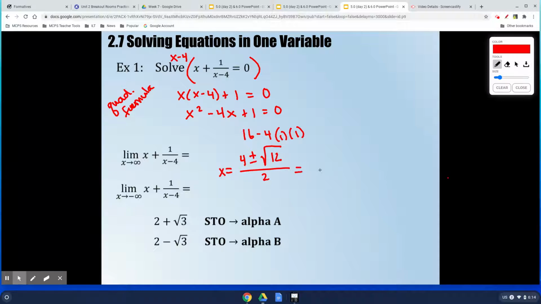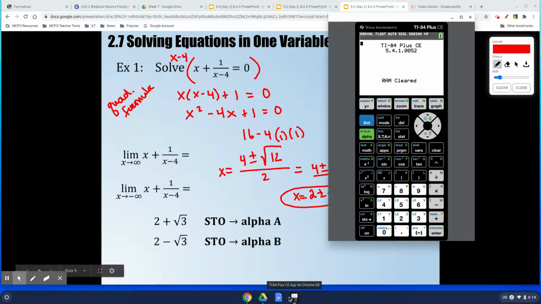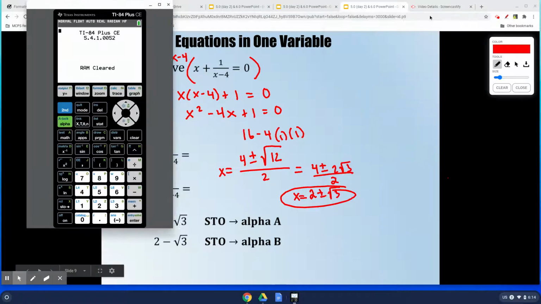So let's simplify this a bit. I get 4 plus or minus the square root of 12, that's 4 times 3, so 2 root 3, all over 2, and that simplifies more to 2 plus or minus root 3. Right, so I get these as my two solutions. Let's check these. Let's pull out our friendly calculator and actually check these.